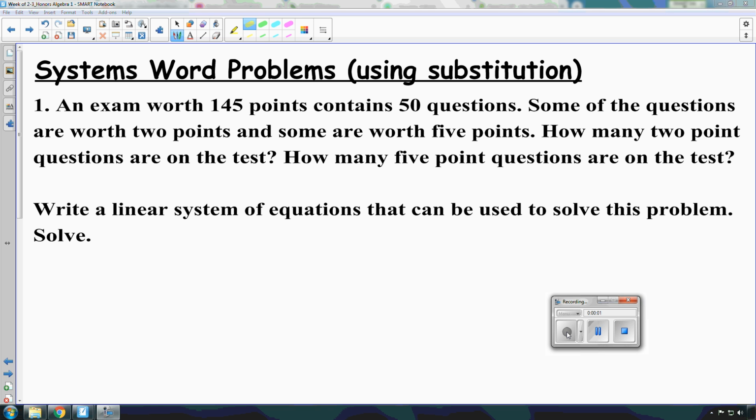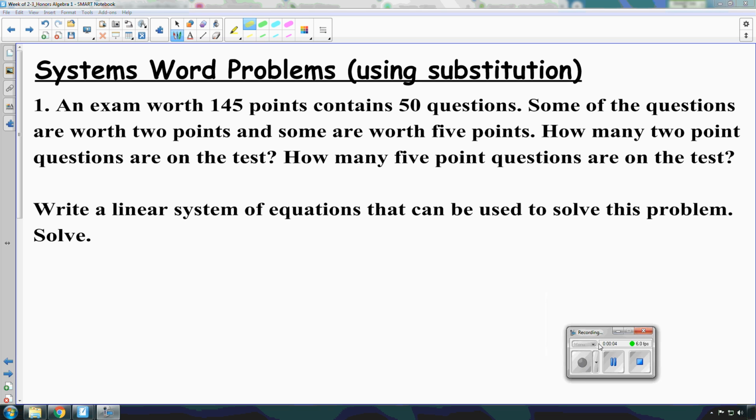This video is going to be on systems word problems. So a word problem where there's two things that we don't know, instead of just one thing that we don't know. And they're going to be system word problems that are nice for substitution. Not that you can't solve any word problem with substitution, but these ones are set up so it's smart to use substitution.